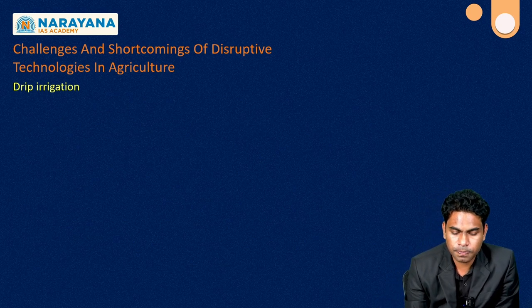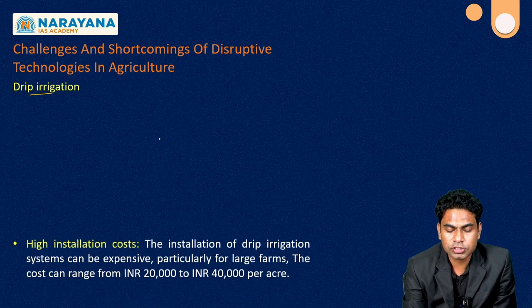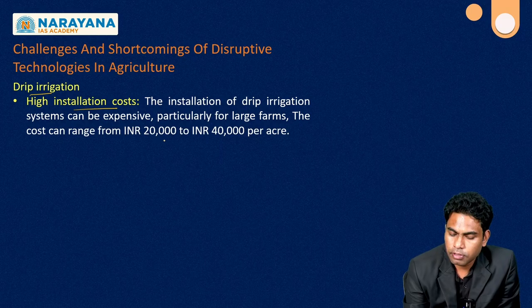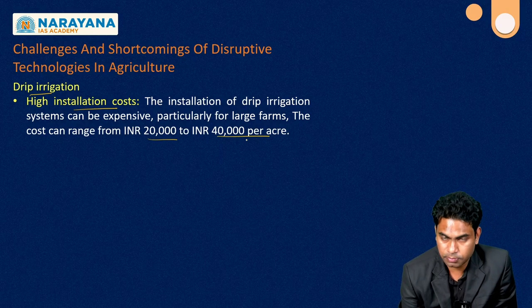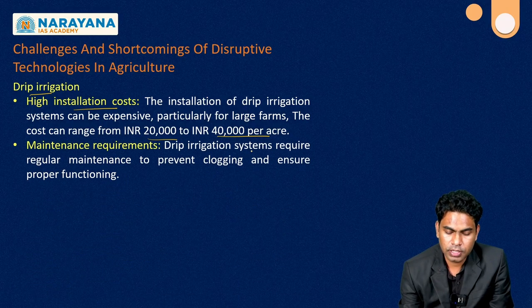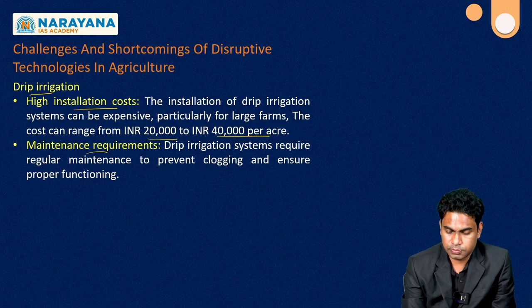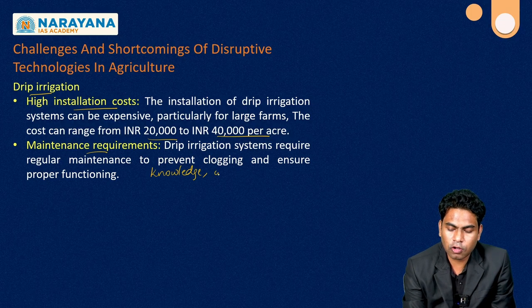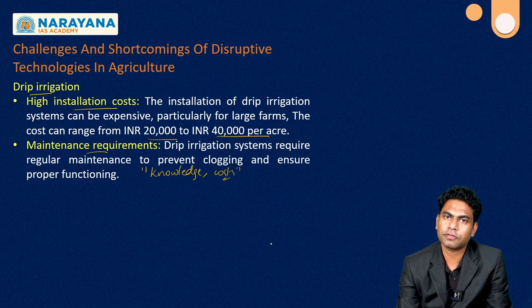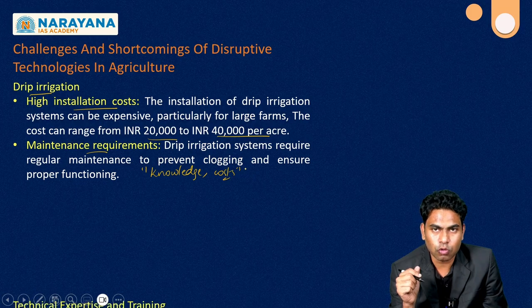This is one of the fears among the rural population, which is excessively dependent on agriculture for their livelihood. Next, the challenges with drip irrigation. It too has high initial costs, and the cost ranges from 20,000 rupees to 40,000 per acre. That in itself is a disincentive. Next, the maintenance requirement, especially as it requires knowledge and at the same time costs. Thus, this will not encourage farmers to adopt these technologies if their ability to afford is low.